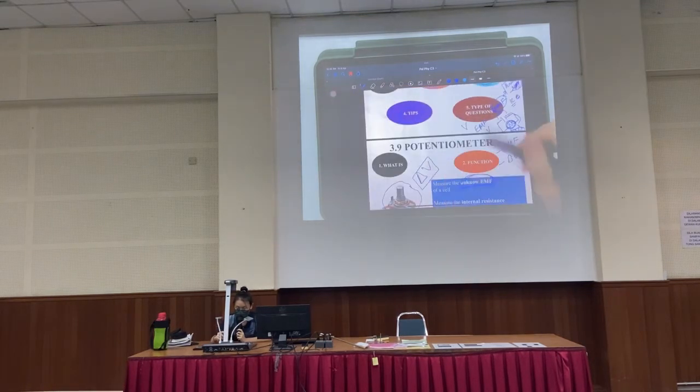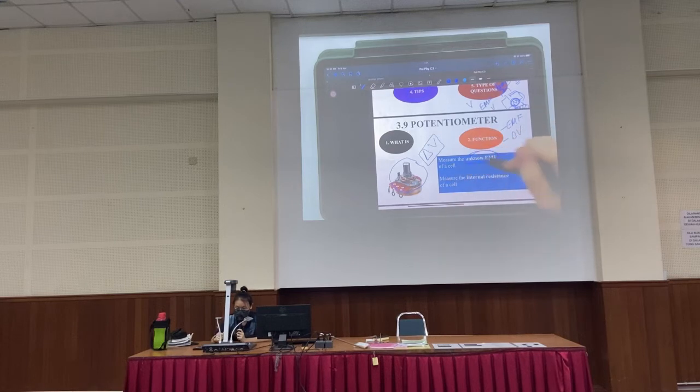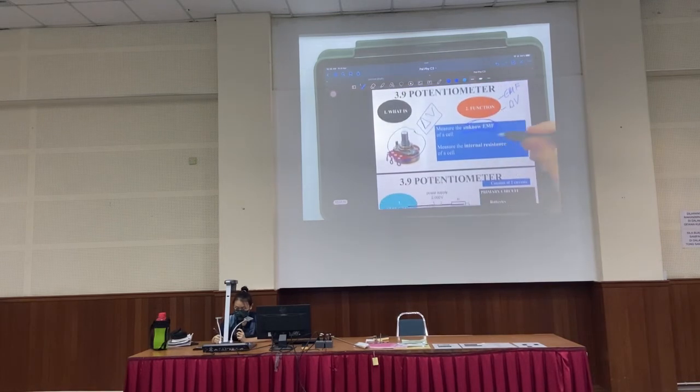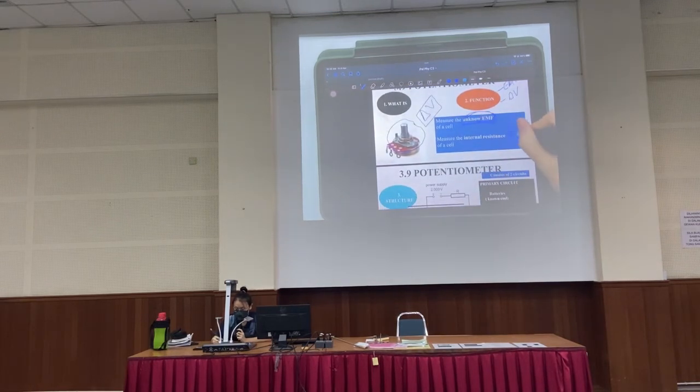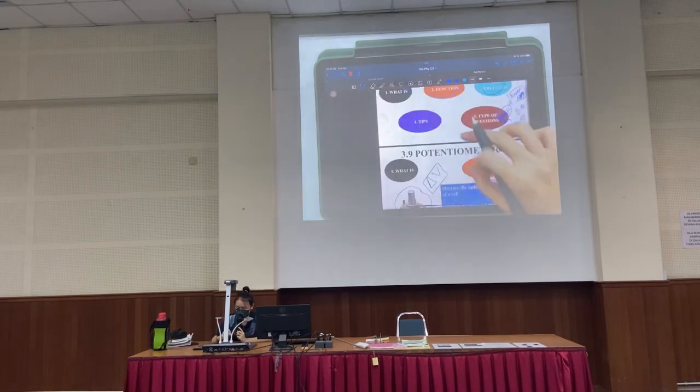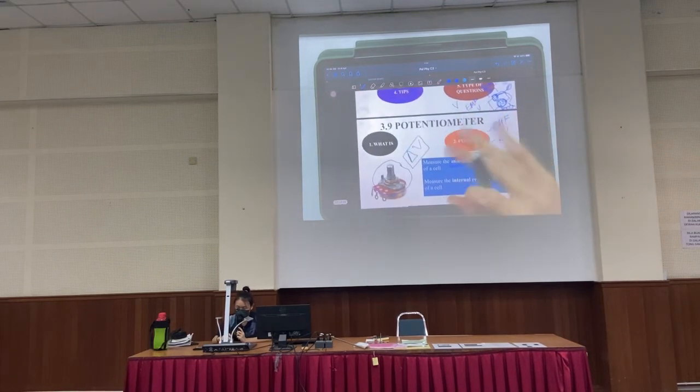So this potentiometer, we use this potentiometer to measure the unknown EMF of a cell. So why is it unknown? Later on you will know when we look at the whole structure of the potentiometer. But first, now we have to look at the function. And then, this potentiometer can also be used to measure the internal resistor of a cell. Just now I have mentioned, right, inside the battery, here got internal resistor. This internal resistor is due to what? It's due to the chemical inside the batteries, right? Okay, so this is the basic structure, a basic overview for potentiometer.